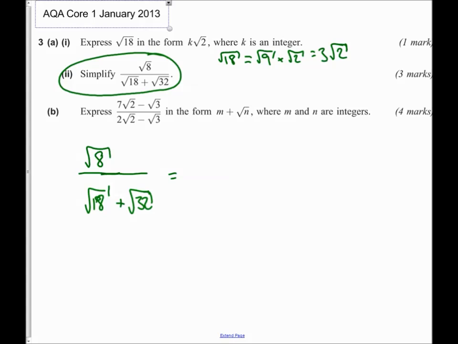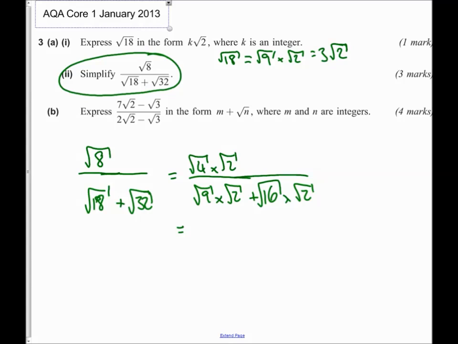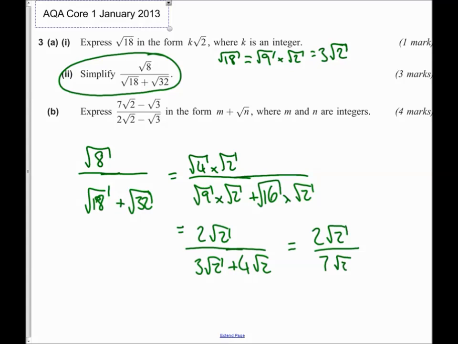Well, root 8 is root 4 multiplied by root 2. And on my denominator, I get root 18, which is the square root of 9 times the square root of 2, plus the square root of 32, which is 16 square rooted times the square root of 2. And now I can square root these square numbers, so I get 2 root 2 over 3 root 2 plus 4 root 2. So I get 2 root 2 over 7 root 2, because 3 lots of something plus 4 lots of something is 7 lots of it.